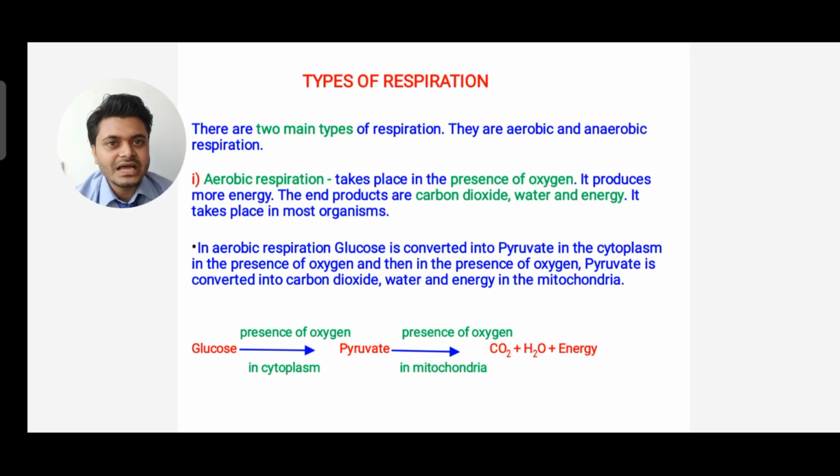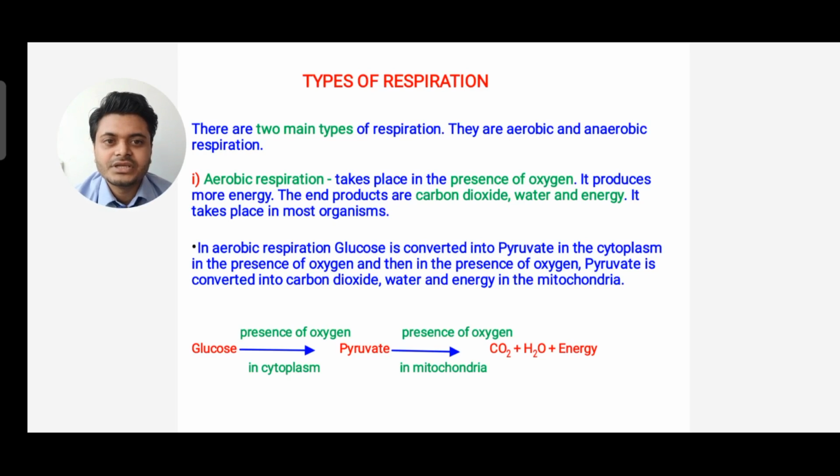The end products are carbon dioxide, water, and energy, and it takes place in most organisms. So in aerobic respiration, glucose is converted to pyruvate, and the pyruvate is converted to carbon dioxide, water, and energy. Now, where is glucose converted to pyruvate? It is in the cytoplasm, in the presence of oxygen.